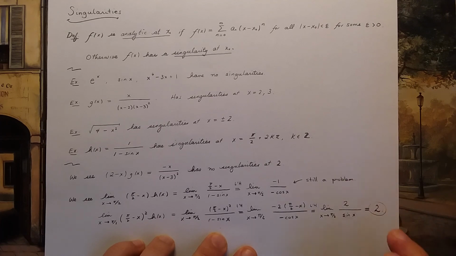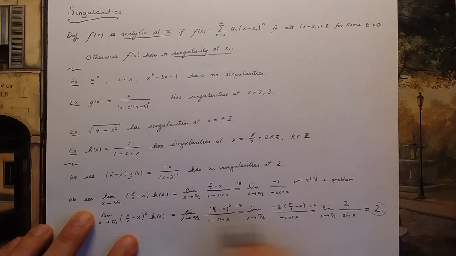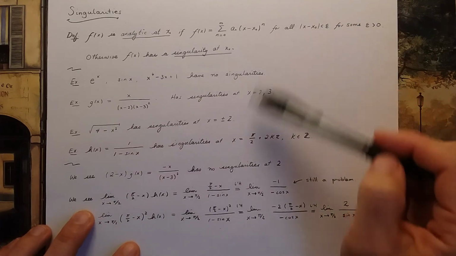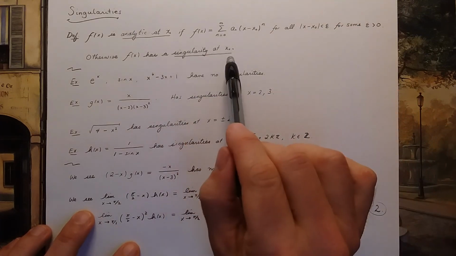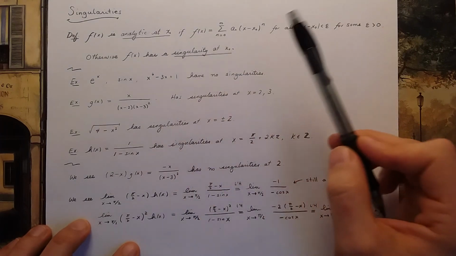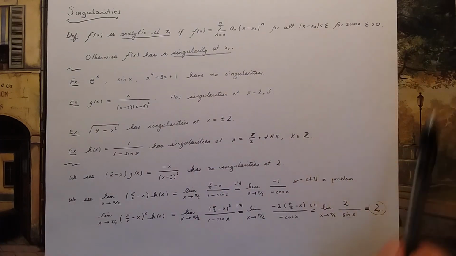That tells me something interesting. That tells me that I can get rid of the problem of division by 0 by multiplying by 2 factors of this term. Okay, so that's a very brief introduction to what we mean by a singularity. And we're going to use this in the next video to do something really interesting. Follow me along there.